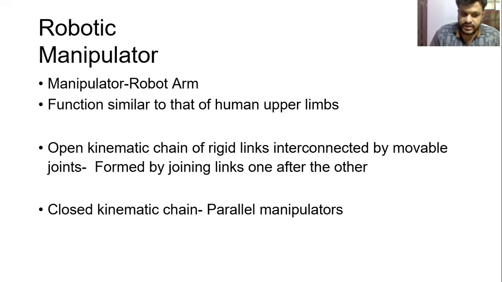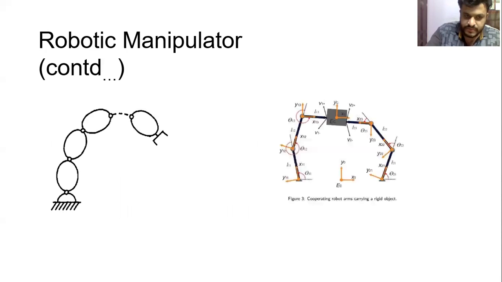Now coming to what is an open kinematic chain and a closed kinematic chain. I'll show a picture. This is known as an open kinematic chain. Here all these individual things are known as links, and two links are connected by a joint. If it is open at the other end, it is known as an open kinematic chain. And if it is closed like this, it is a closed kinematic chain.